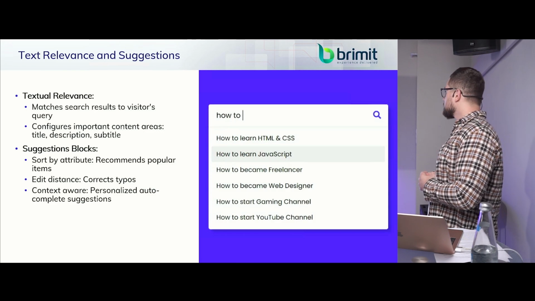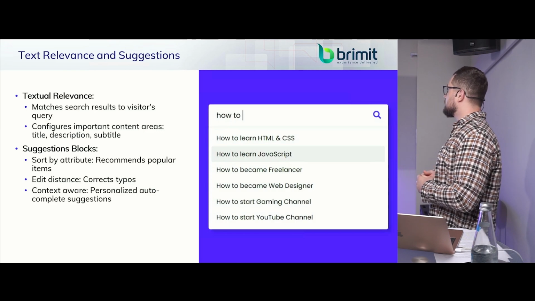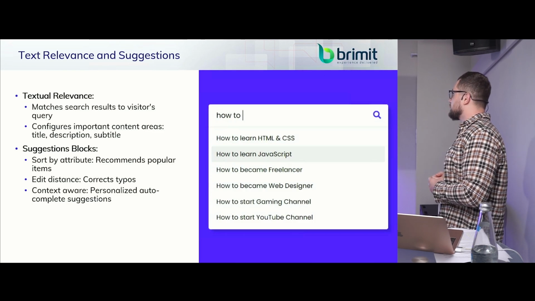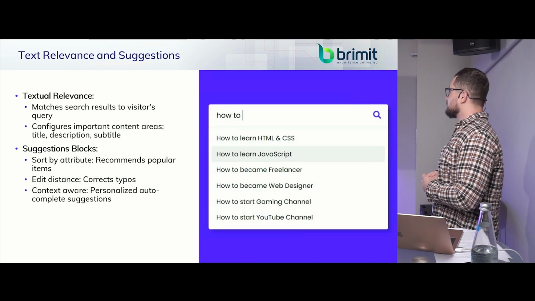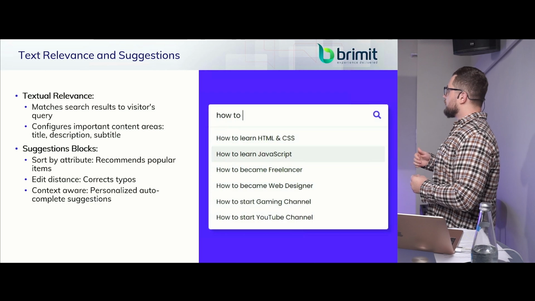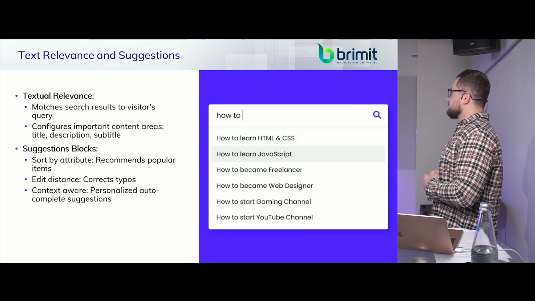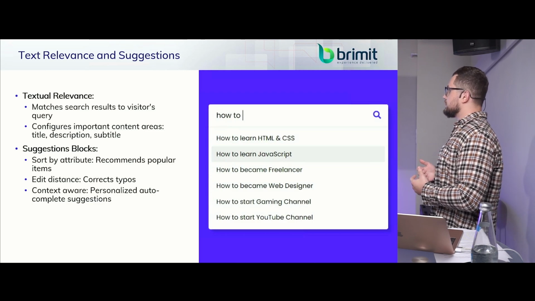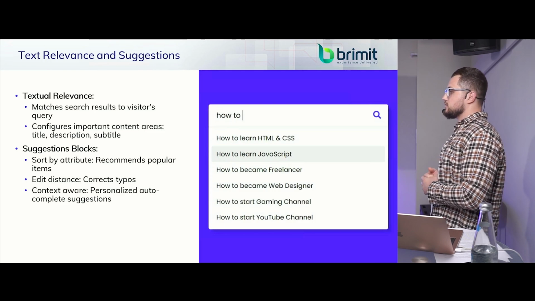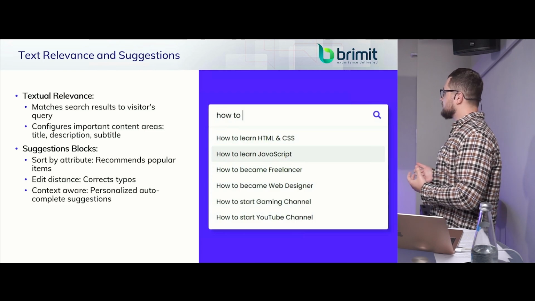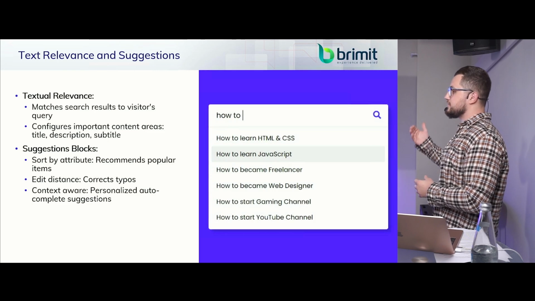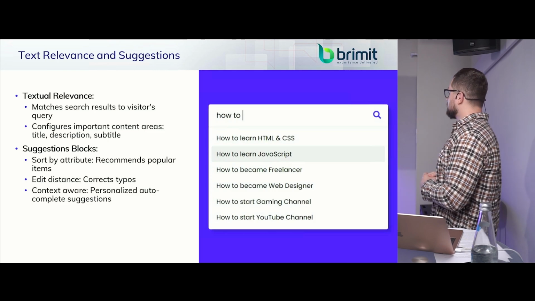And of course, Sitecore Search has some out-of-the-box features like text relevance and suggestion blocks. For example, suggestion blocks can help you to create some suggestions if the user cannot find some information by keywords. For example, if the user doesn't know the correct spelling of something, you can set up a suggestion block, and the user will see the suggested result.